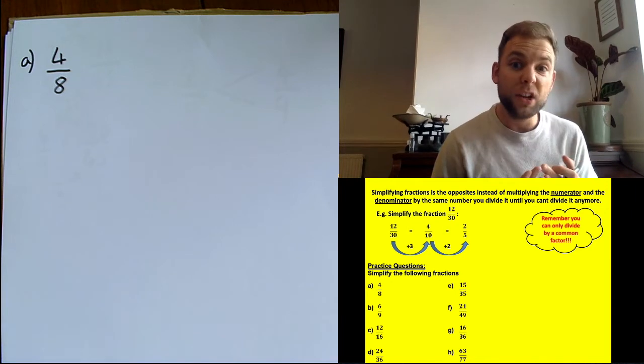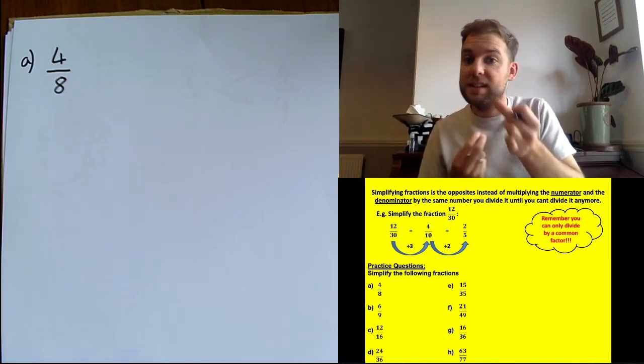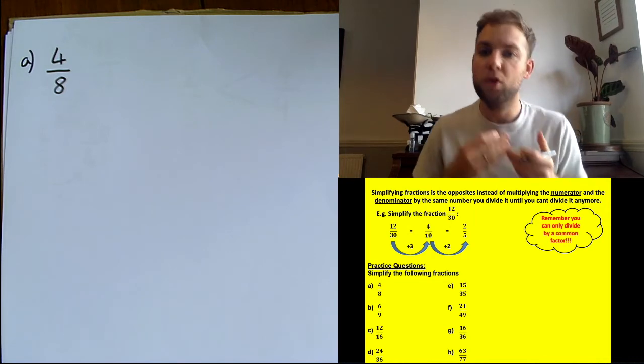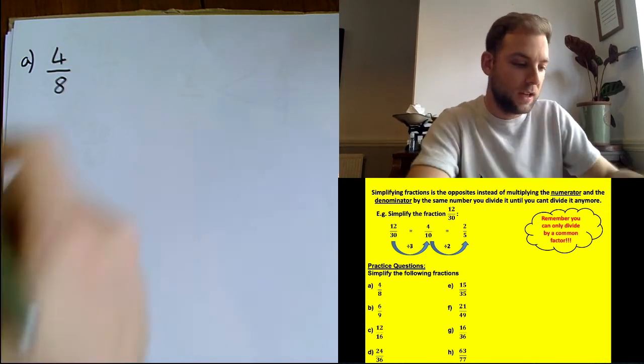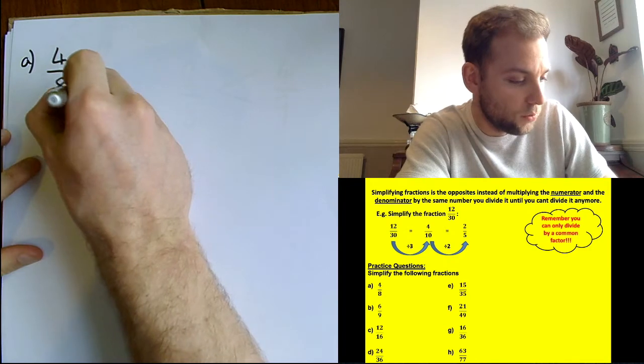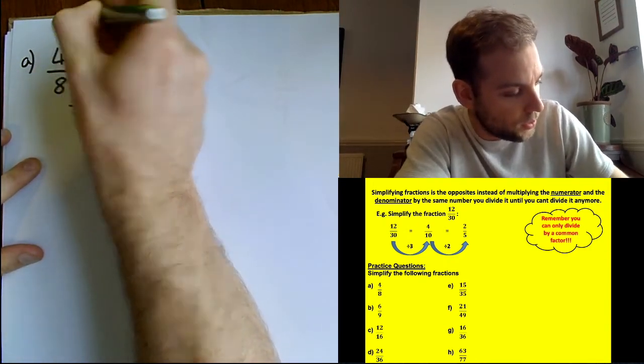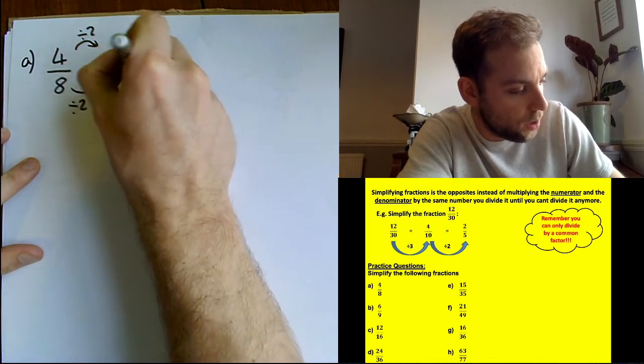There are 2 ways you can do this. You can either divide the top and bottom. You can see that 4 goes into both of them, so you could divide straight away by 4. But you might want to halve it. With this one, you don't have to do this, but you can divide by 2, which is going to be equal to 2 over 4.